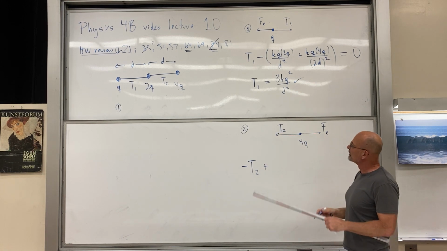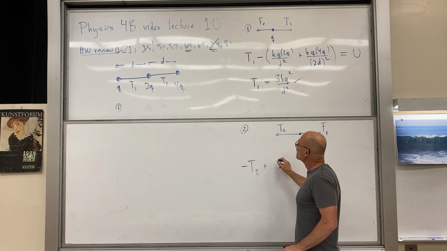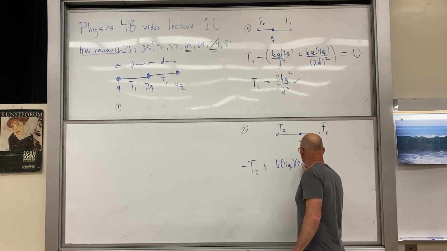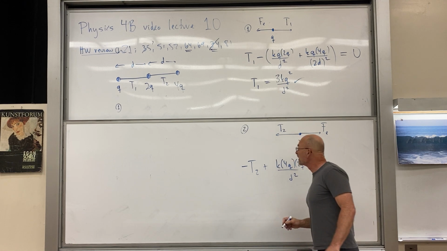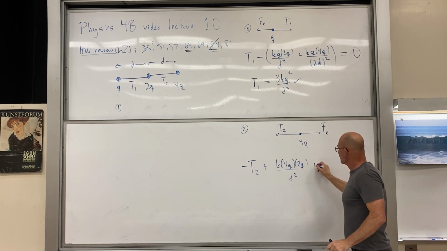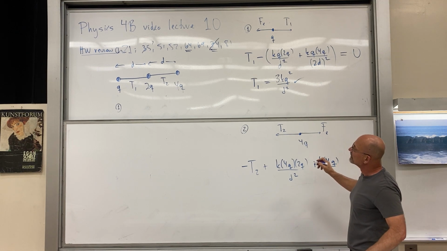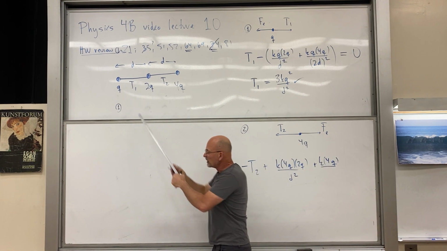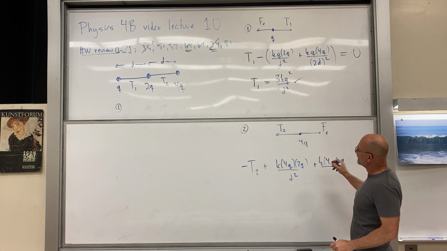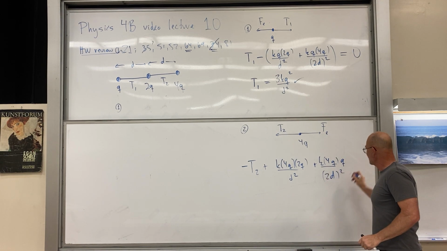And then for the electrical force to the right, we have K 4Q times 2Q divided by D squared. That's these two, 4Q, 2Q, D squared, plus K 4Q times Q divided by 2D quantity squared equals 0.